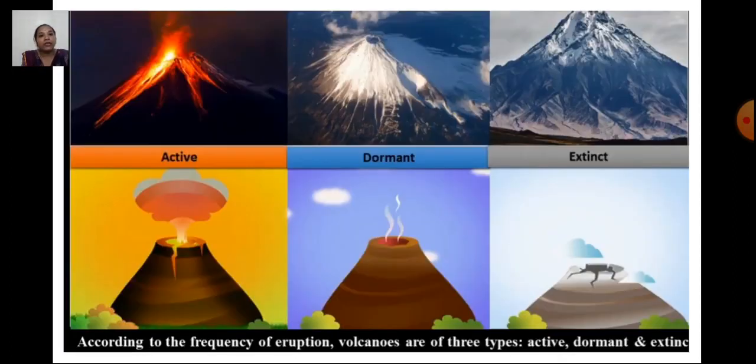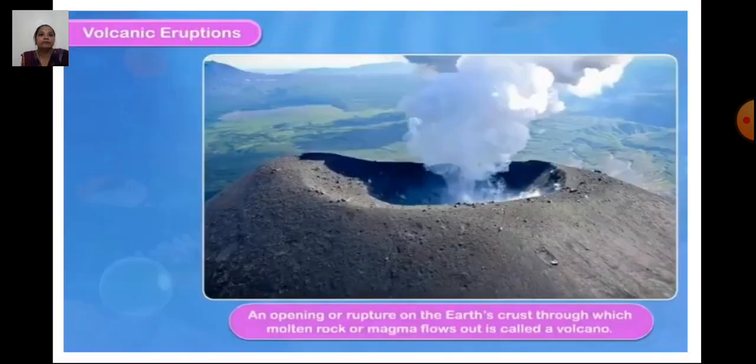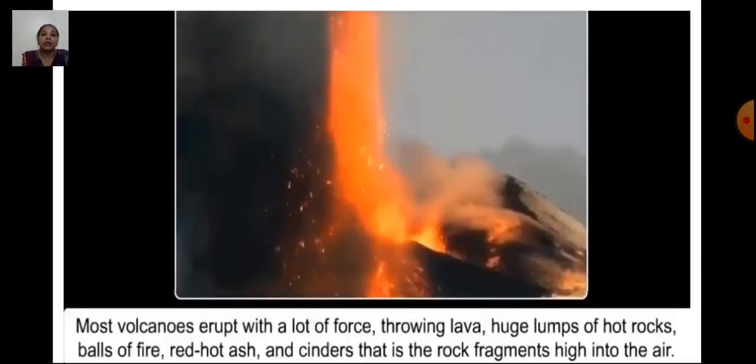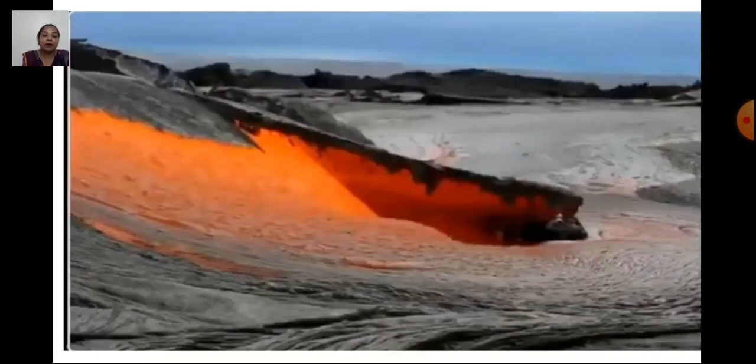Now, according to the frequency or the way the volcanoes erupt, they are divided into three types: active volcanoes, dormant volcanoes, and extinct volcanoes. Now, an opening or rupture in the earth's crust through which molten rock or magma flows out is called a volcano. It is usually in the form of a mountain. Most volcanoes erupt with a lot of force, throwing lava, huge lumps of hot rocks, balls of fire, red hot ash, and cinders, that is the rock fragments, high into the air. This lava or magma, when it cools down, solidifies to form a rock.